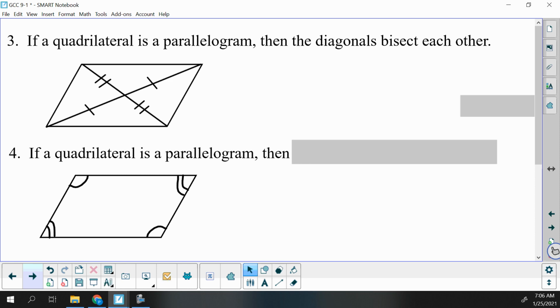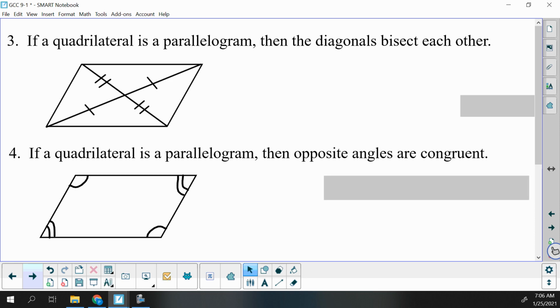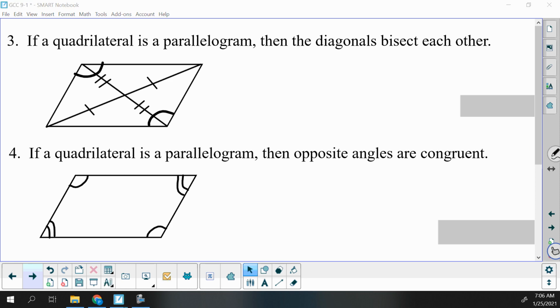Number 4, if a quadrilateral is a parallelogram, then the opposite angles are congruent. We have in the picture there the opposite angles marked up, so the ones essentially that are diagonal from each other in the picture. When we say the opposite angles, we mean the entire angle. So if you had a diagonal drawn in, that whole angle is equal to that whole angle.